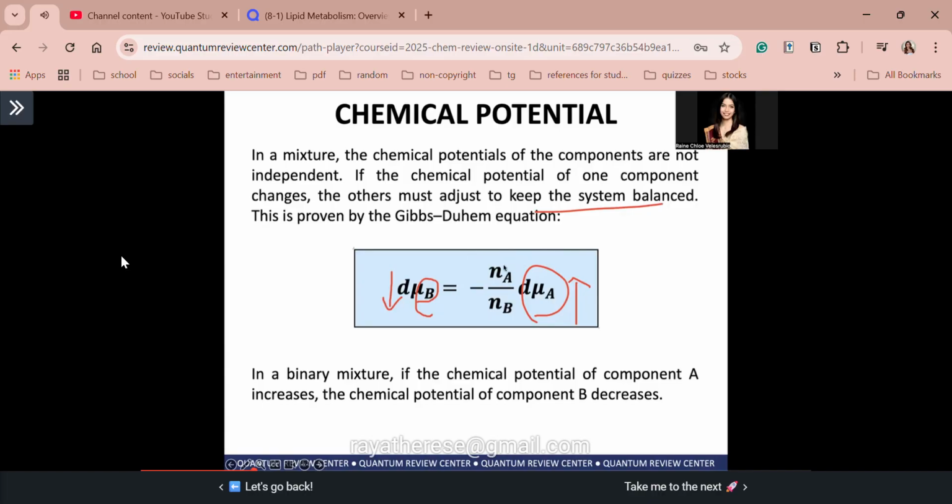Okay? So, what does this ratio tell us, guys? Negative NA over NB, sorry. So, the ratio of NA over NB just tells you how much it will change, how much it will change based on how much of each substance is present. Okay? Yes, guys. Okay.